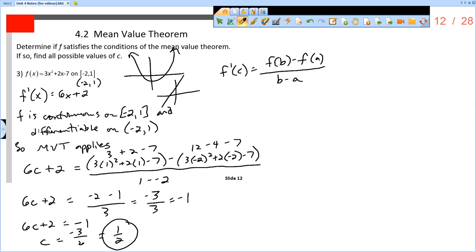So remember, c is the x value for which the derivative has the same value as the slope of the secant, right? So remember, the mean value theorem says that the slope of the tangent is equal to the slope of the secant at least one value of c that's on the open interval. Remember, it has to be between negative 2 and 1. So when we get our value of c, we better make sure that it's in between negative 2 and 1.